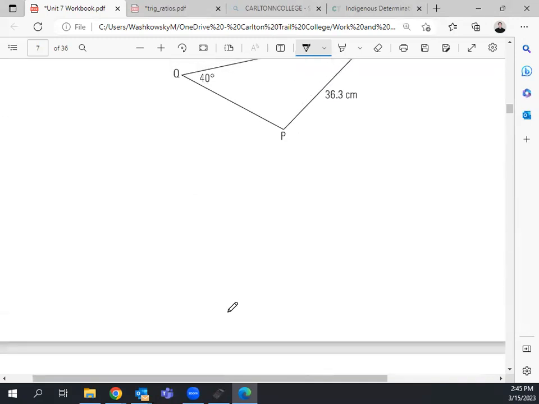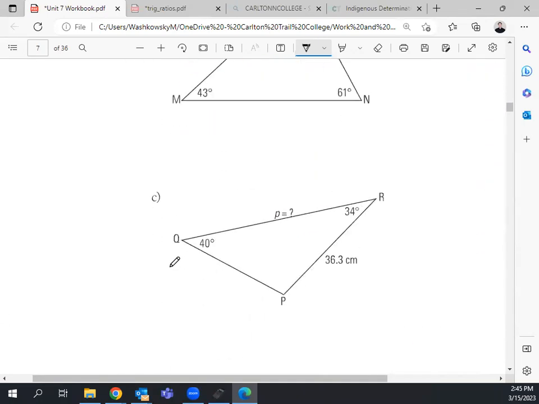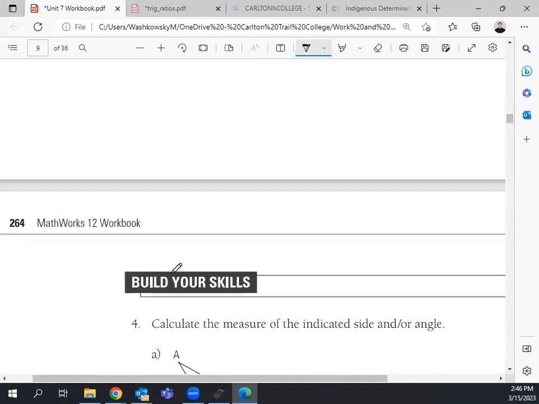I'm going to give you a little bit of time here just to power through the rest of this stuff. It can either be a 1 or 3 step. For the rest of the class, you just get time to work on some of this build your skill stuff. We're going to be spending more time on just the sine ratio tomorrow, and then there's another part of this unit as well that we'll focus on.